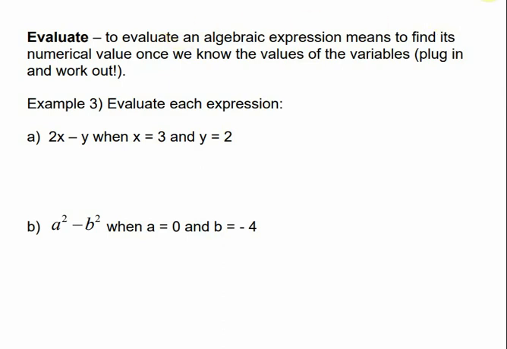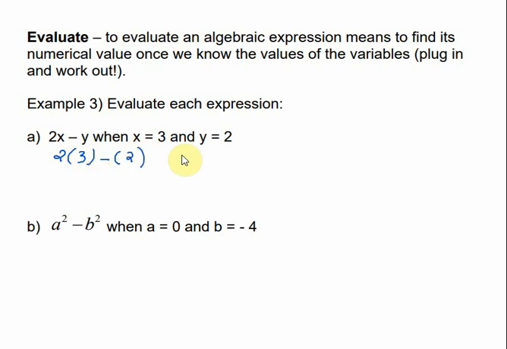So in this first example, it says to evaluate each expression. We're going to evaluate 2x minus y when x equals 3 and y equals 2. So all we're going to do is take this expression and replace our variables with what they tell us to replace them with. So for the x, I'm going to replace that with a 3. And then for the y, I'm replacing it with 2.